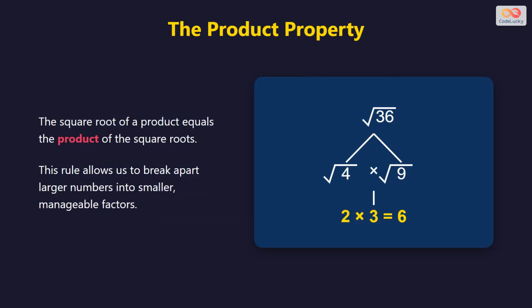Here is the golden rule we will be using, the product property of square roots. This rule states that the square root of a product, say a times b, is equal to the square root of a multiplied by the square root of b. This means we can split a single square root into two separate square roots multiplied together. For instance, the square root of 36 can be seen as the square root of 4 times the square root of 9.